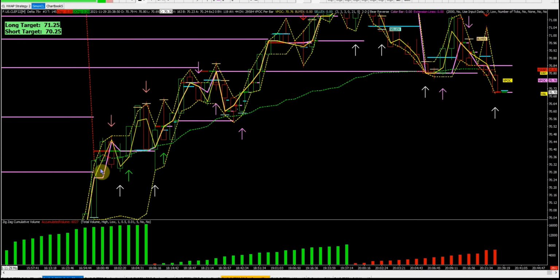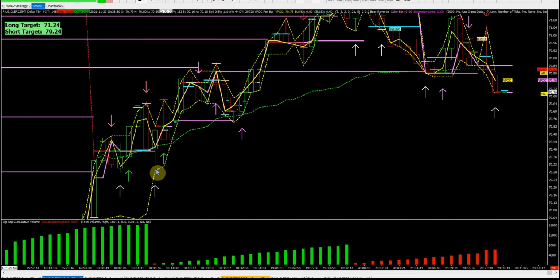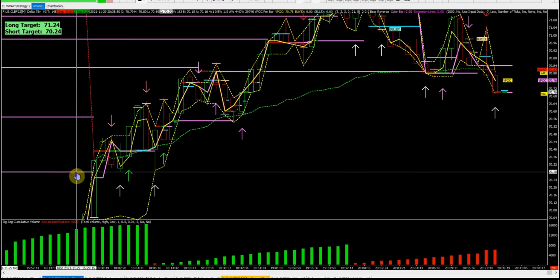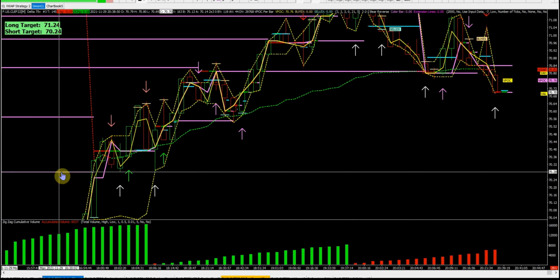It came right back down to this guy, which is a previous VPOC at 70.28. It probably came down and touched that. If I moved this out of the way, I could probably see, but it probably touched that previous VPOC and rejected 70.28 to the upside. So pay attention to these previous VPOCs for pullback entries. You could have taken that one right there.